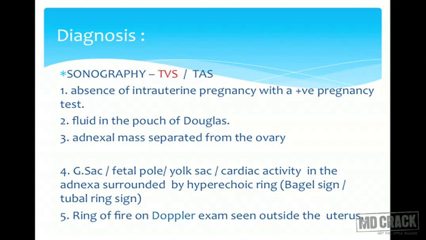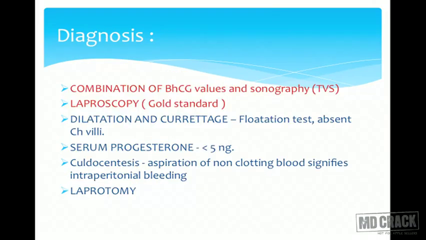That means the vascularity of pregnancy will give the appearance of a ring. Now this ring you are seeing is extrauterine. This ring of fire on Doppler examination, seen outside the uterus, is again a good sign, a good test to confirm that we are dealing with ectopic pregnancy.